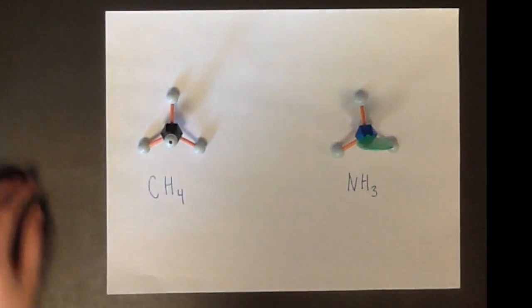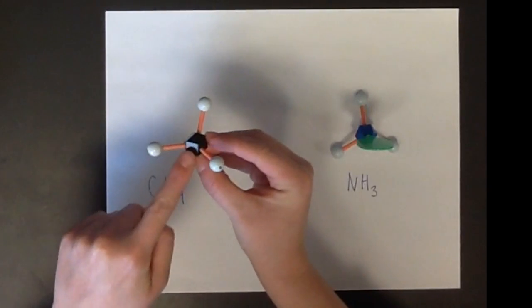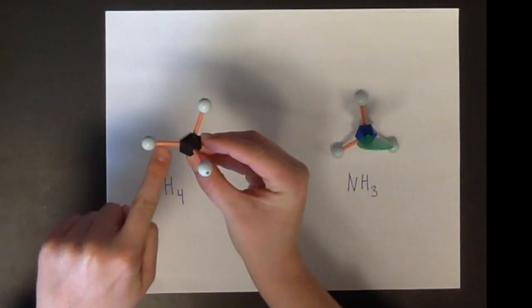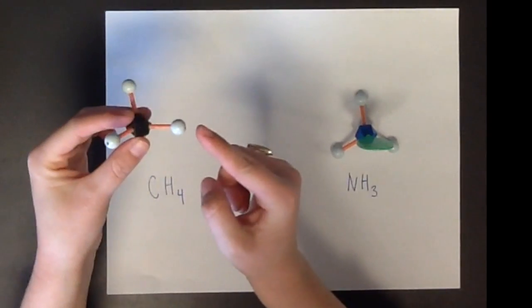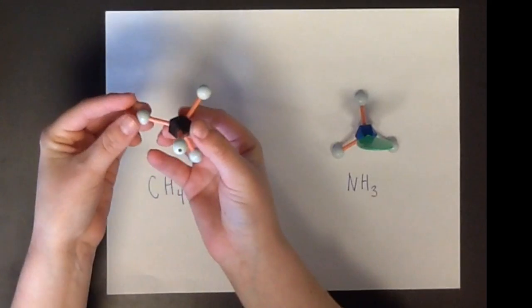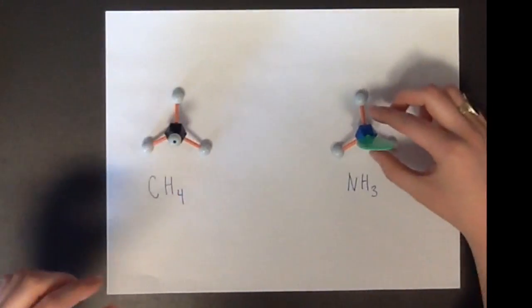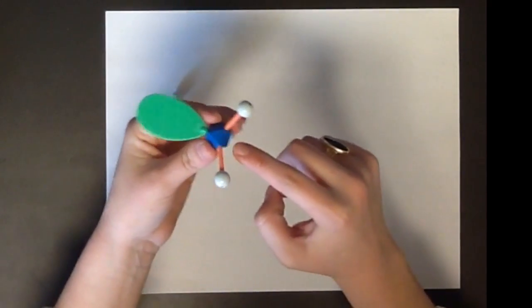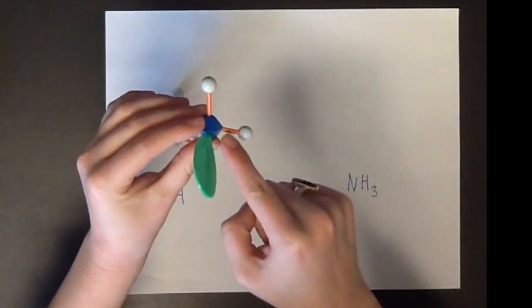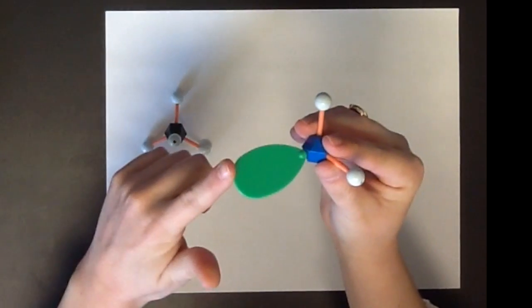Here is an example of the previous 2 molecules built using a molecular model kit. On the methane, you can see the center black ball representing carbon and 4 gray balls representing hydrogen, with pink bonds connecting them, representing single bonds. The NH3 has a dark blue center representing nitrogen, 3 gray balls representing hydrogen, connected with pink single bonds. Also, the green tab on the top represents the lone pair of electrons.